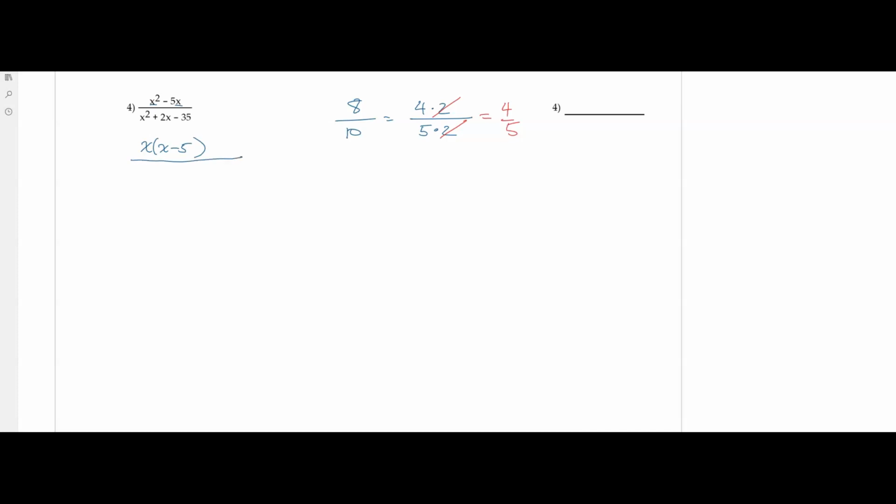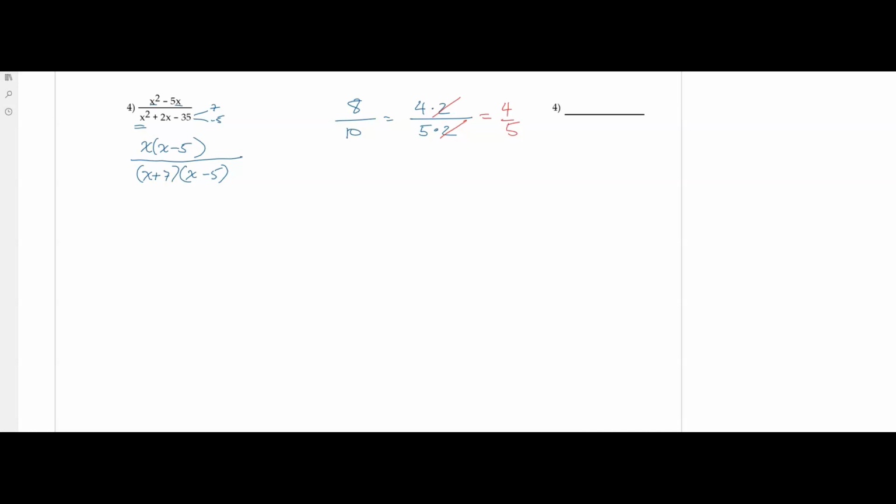Now let's do the bottom part. It is a trinomial, so maybe it's going to factor into the product of 2 binomials. The first term is represented by x and x. And then the factors of 35 where the sum is equal to positive 2. It seems that positive 7 times negative 5 is negative 35, and 7 minus 5 is 2. So it matches, so plus 7 and minus 5.